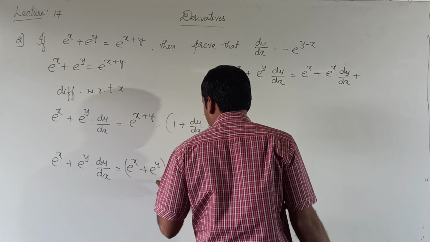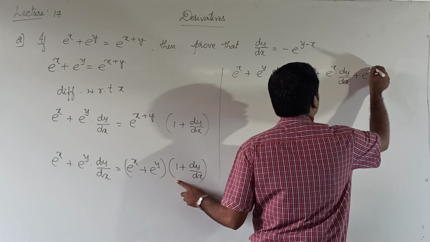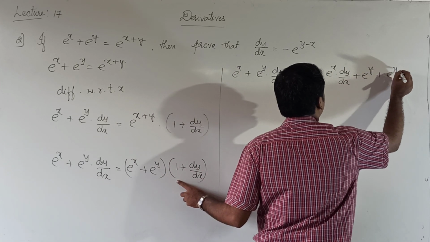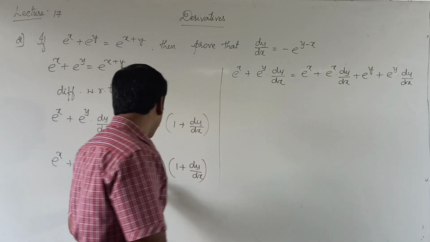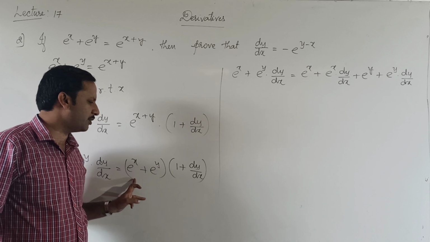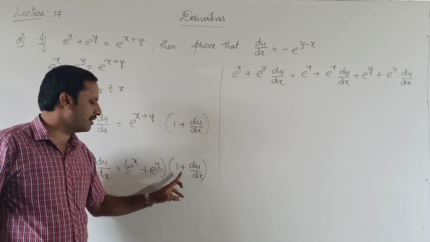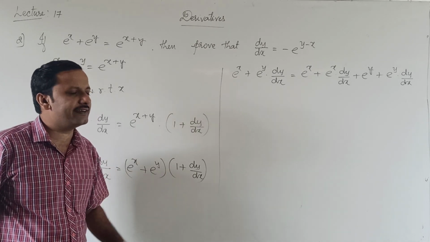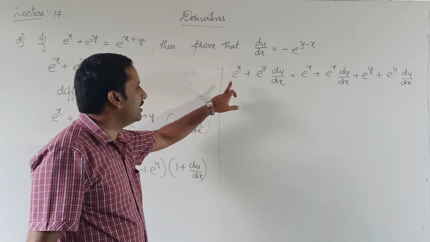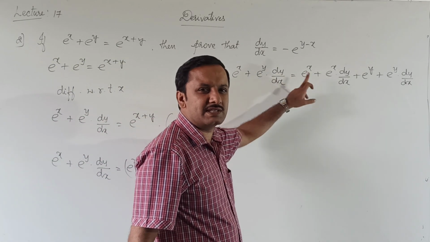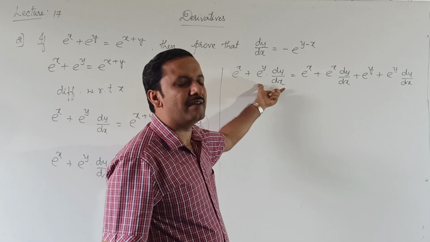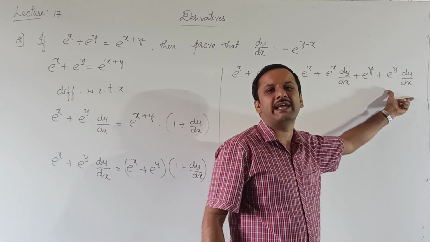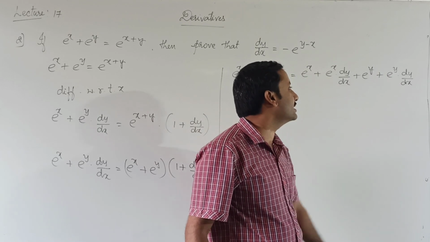plus e^y plus e^y into dy/dx. Okay. So I am just multiplying e^x into 1 plus e^x into dy/dx plus e^y into 1 plus e^y into dy/dx. Now just observe, here we have e^x, here also e^x, these two e^x get cancelled. And similarly, e^y into dy/dx, here also we have e^y into dy/dx, those two get cancelled.